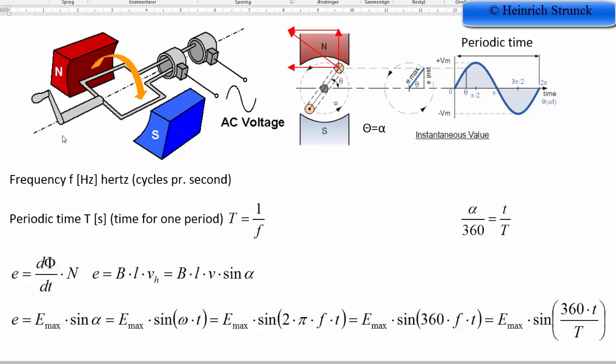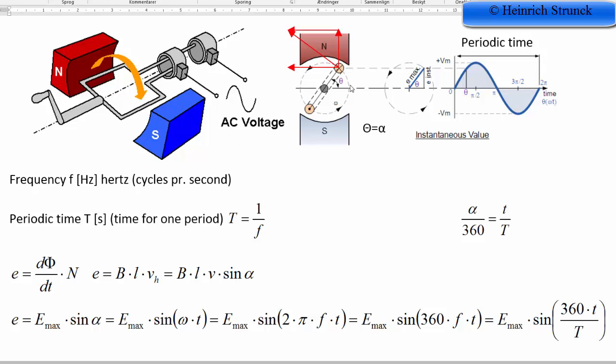We have to know something about an AC generator, because we have one term called frequency, and it is actually the number of cycles per second. So how many sine curves do we make per second? The symbol is lowercase letter f, and the unit is Hertz, Hz.